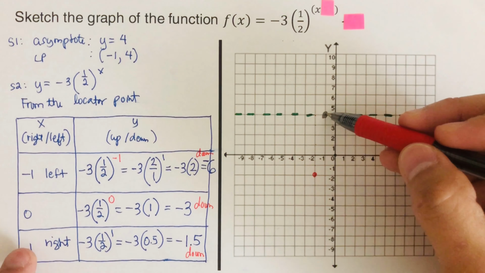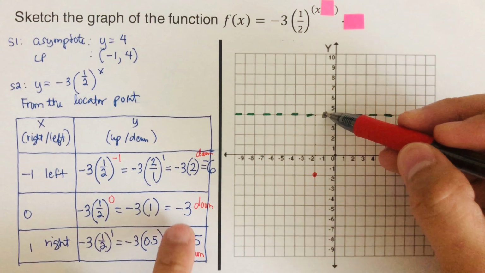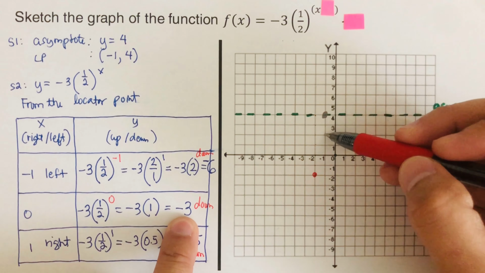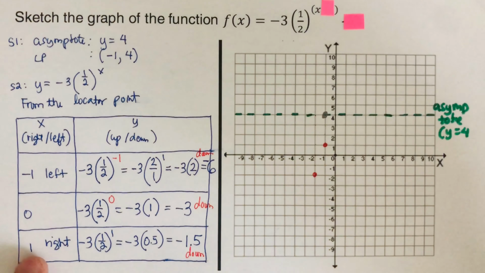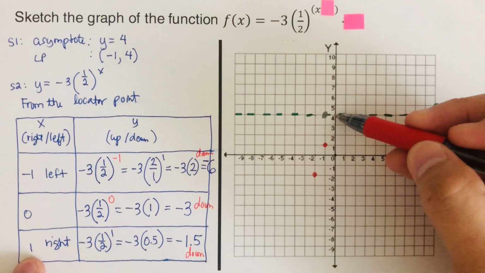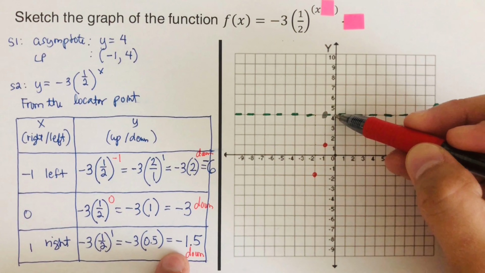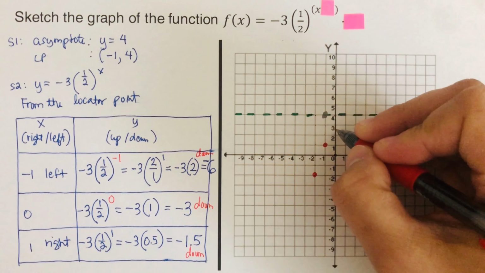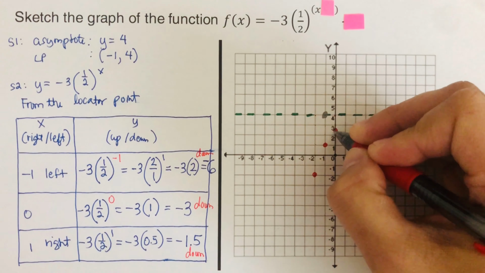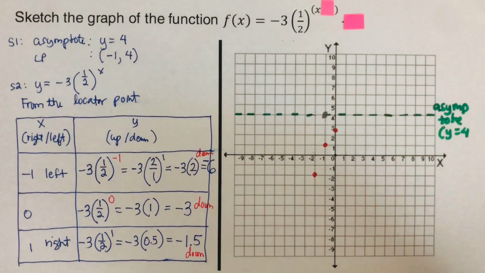The next one here is 0, so we're not moving anywhere, but we go down 3. So 1, 2, 3. So this is the next dot right here. And then the next one is 1, right. So 1 to the right, and then we go negative 1.5 down. So that's negative 1, negative 1.5 should be in between this. So that's a negative 1.5. So then we go ahead and connect the dots together.